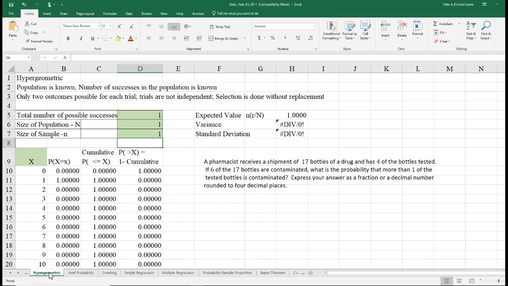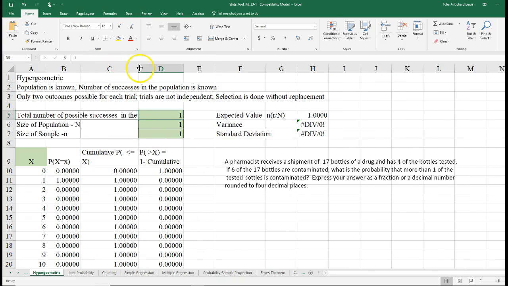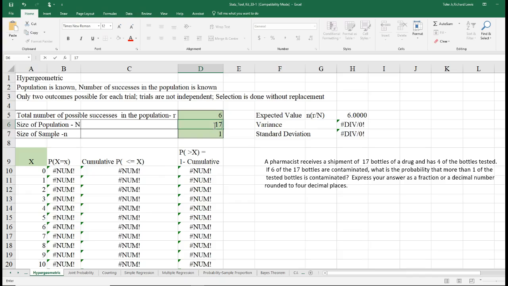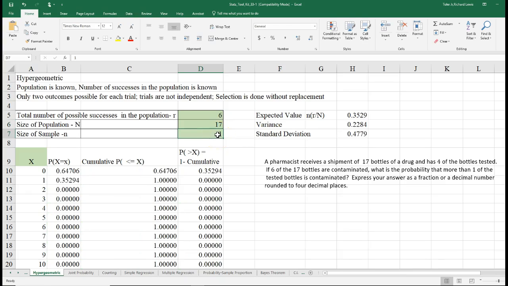So using the toolkit, the Hypergeometric tab takes you to this sheet. The number of possible successes, in this case R, is 6. Population size is 17, and the sample size is 4. But what we want to know is, what's the probability of having more than one? So X in this case is 1, and the probability of having exactly 1 would be 0.14597. That's not the number we're looking for.